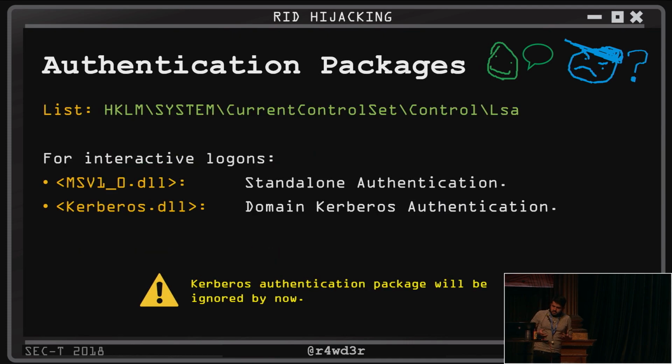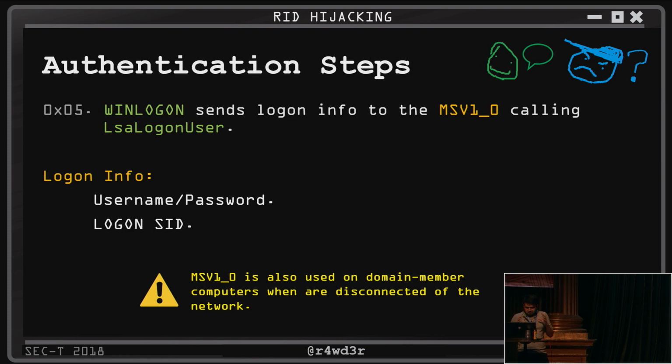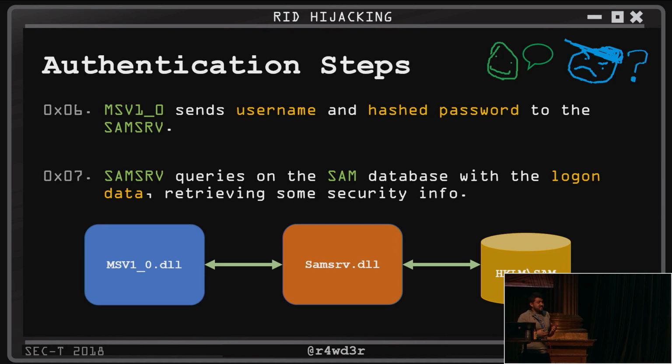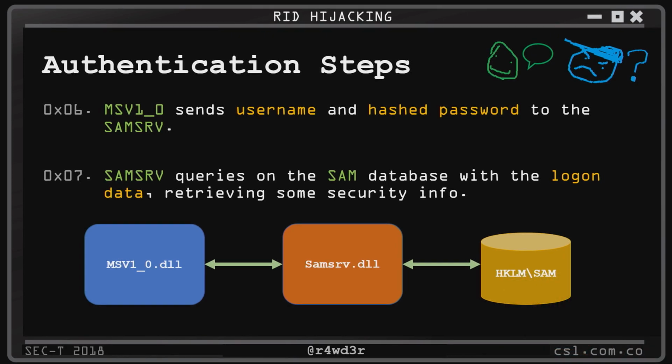So there are a lot of authentication packages. The most common are MSV1_0 and Kerberos. We'll be focused on MSV1_0. Winlogon, after that, sends the authentication package the combination of username and hashed password with the recently created logon SID, and then comes the critical step of the RID hijacking attack: MSV1_0 sends the user and password combination to the SAM server, which retrieves the related security info, including the user security identity.